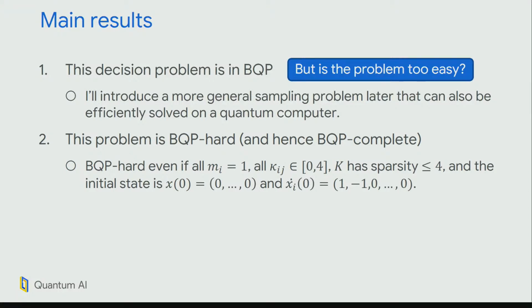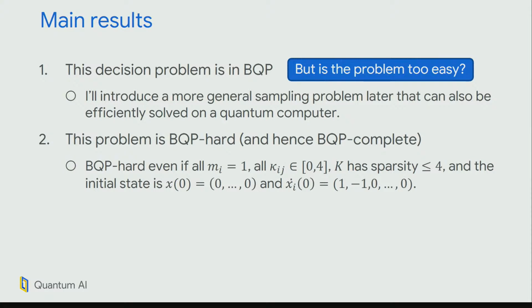And in fact, it remains BQP hard even if we make further special assumptions, like we can take all the masses to be 1, all the spring constants bounded between like 0 and 4, and the sparsity is a constant. And the initial state is very simple as well. All the positions are 0, so they start at the rest positions. And all the velocities are essentially 0 except two of the masses have some velocity. So even in this very special situation, the problem remains BQP hard.